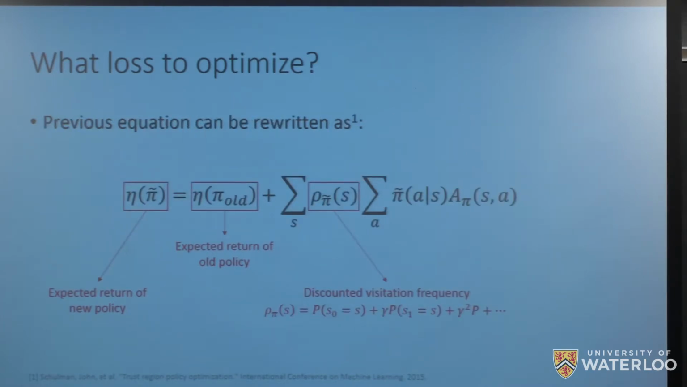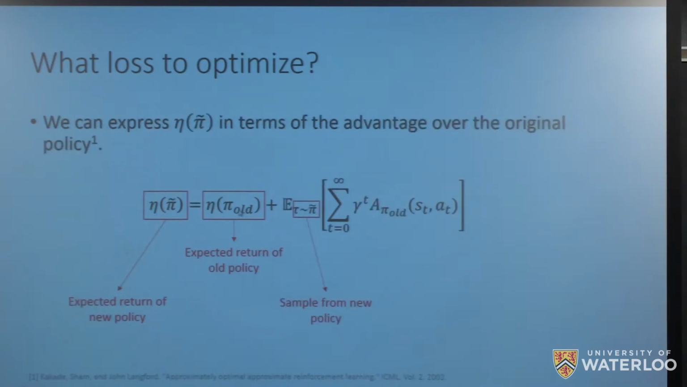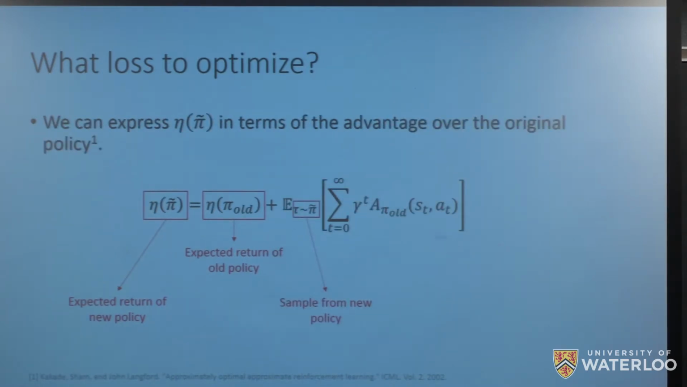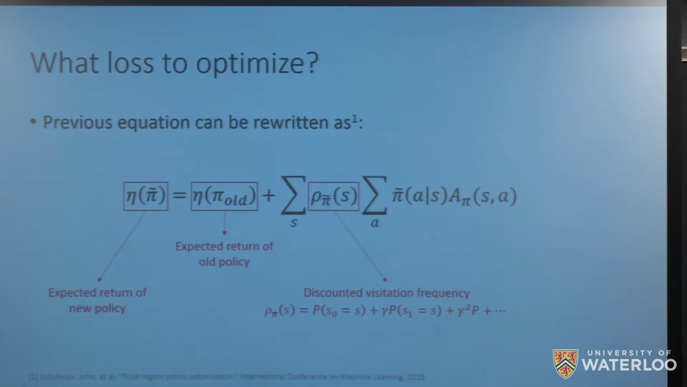So in TRPO, John Schulman changed this particular equation, the one that is over here, which was proposed in 2002. They changed it to this equation. The only thing they have changed is this particular part. They have changed it into the discounted visitation frequency, which is this over here. And this stays, this is just the advantage function, and then the probability of transition from that particular action.